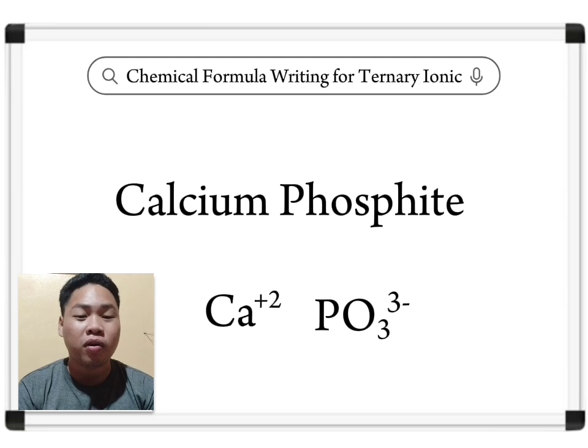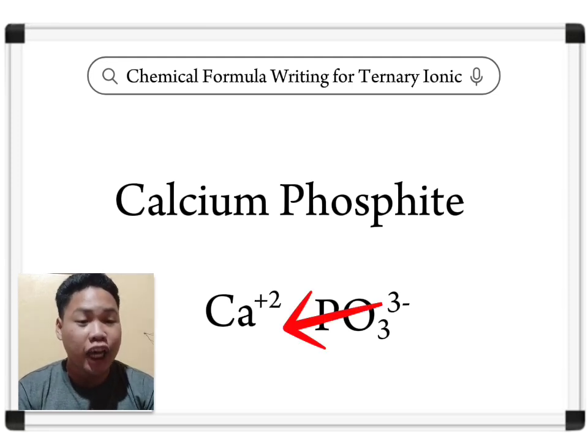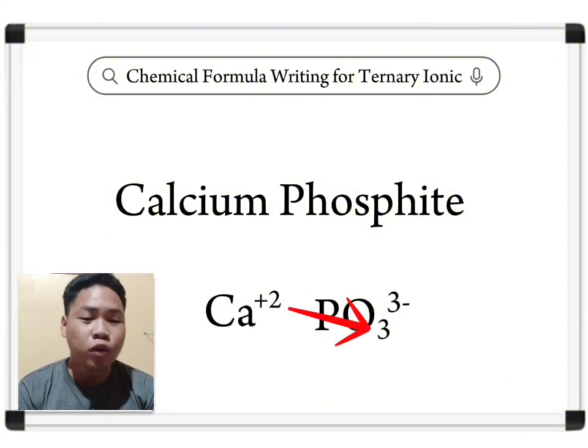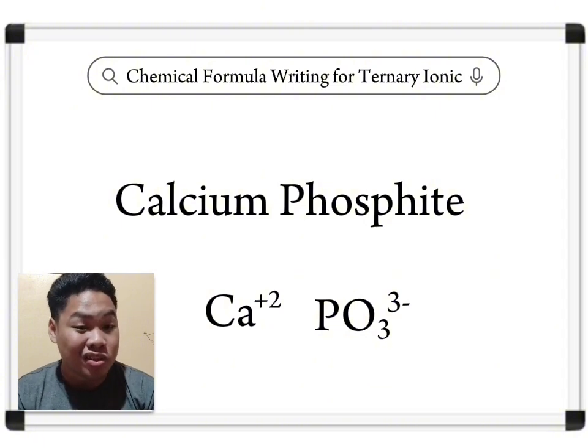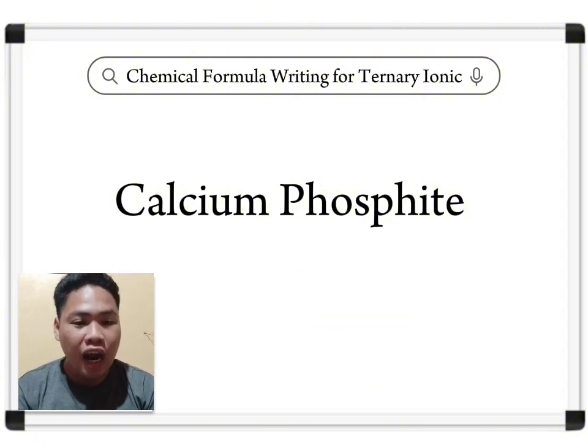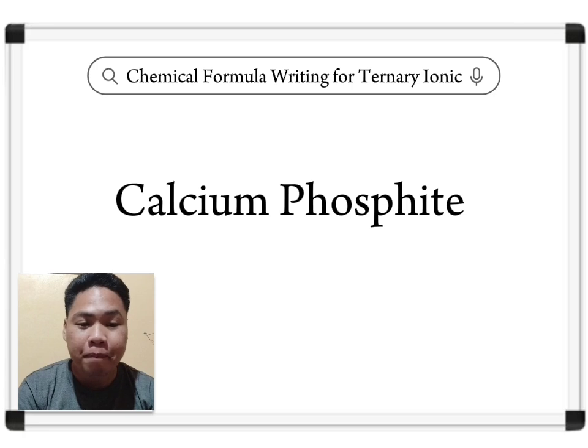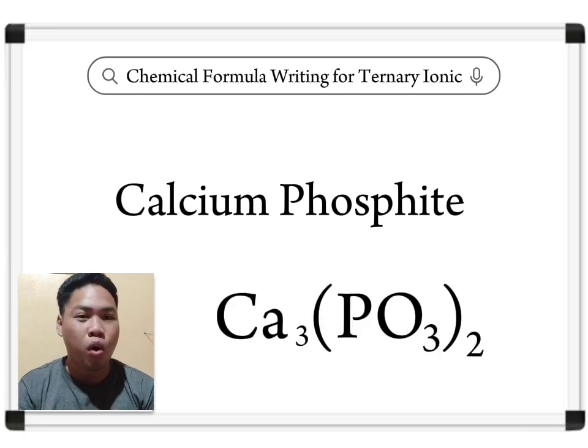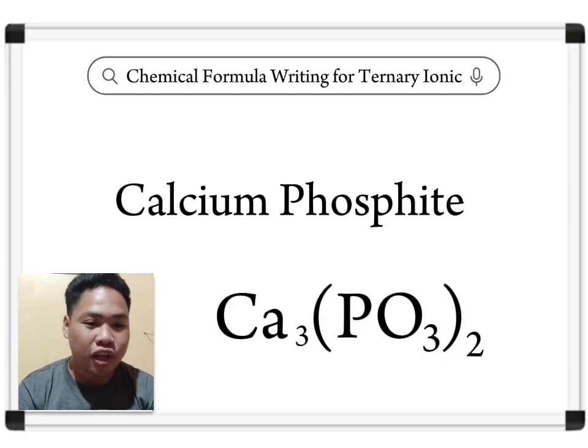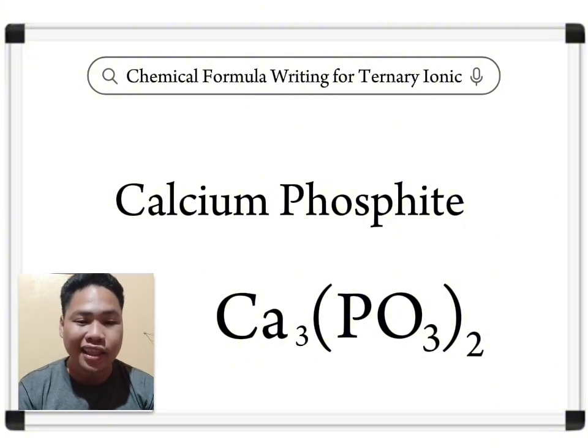So we have a little trick called the crisscross method. We take the 3 here on the phosphide and move that down to the subscript for the calcium. Then we take this 2 and move it over here down as a subscript for the phosphide ion. We do need to put parentheses around the phosphide to show that the 2 applies to this whole thing, not only to the oxygen. We get rid of our charges, and that's the formula for calcium phosphide.